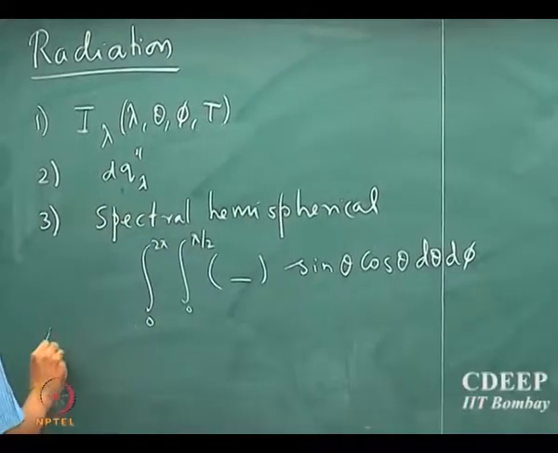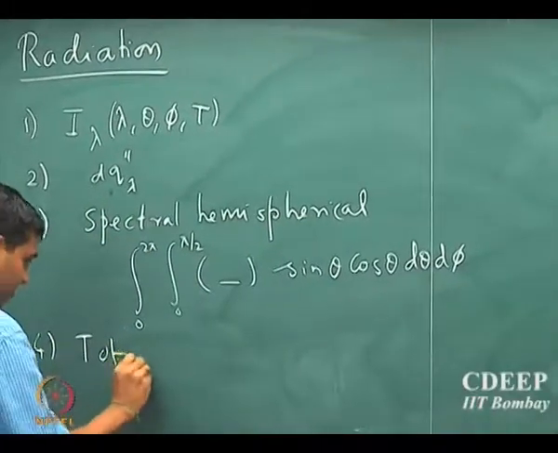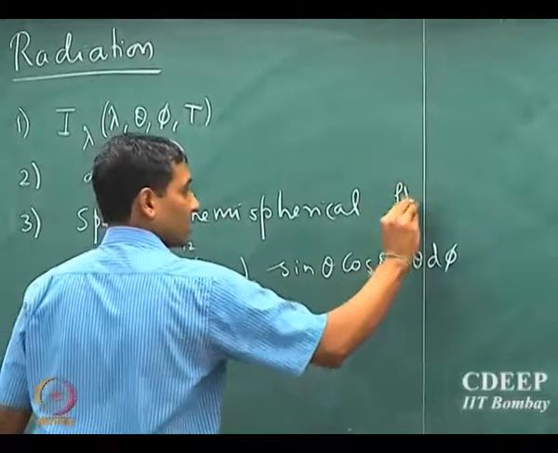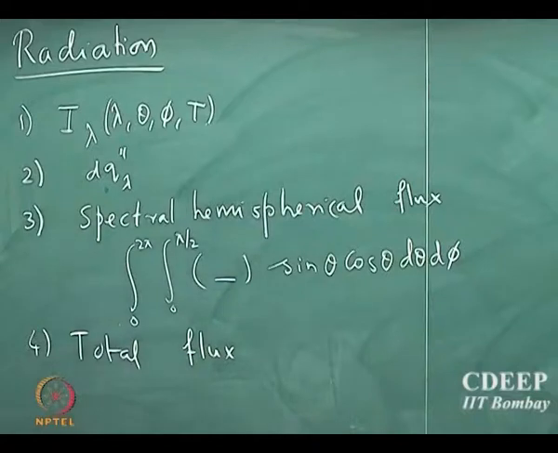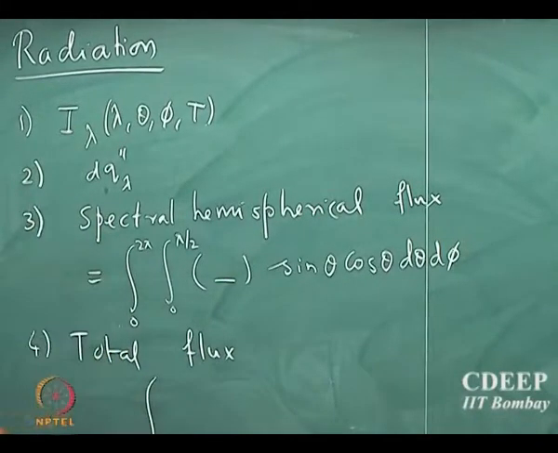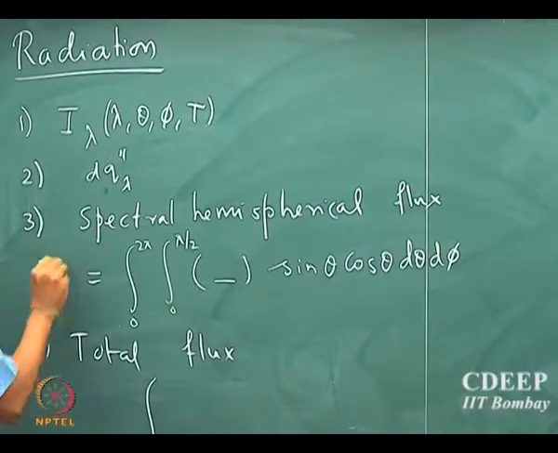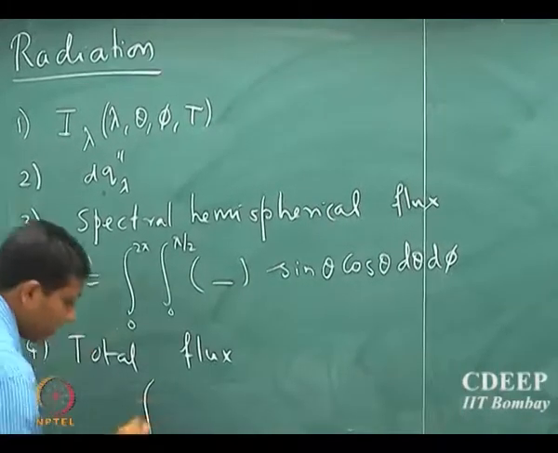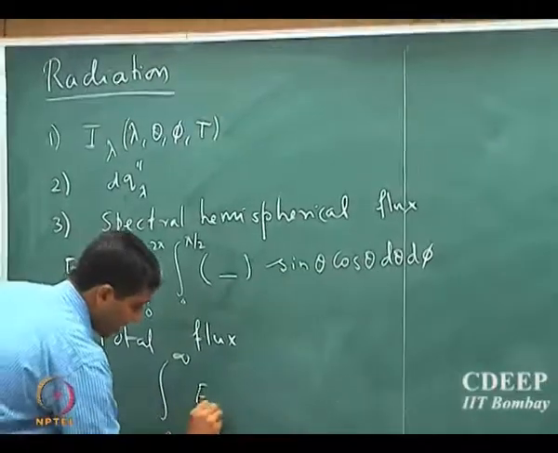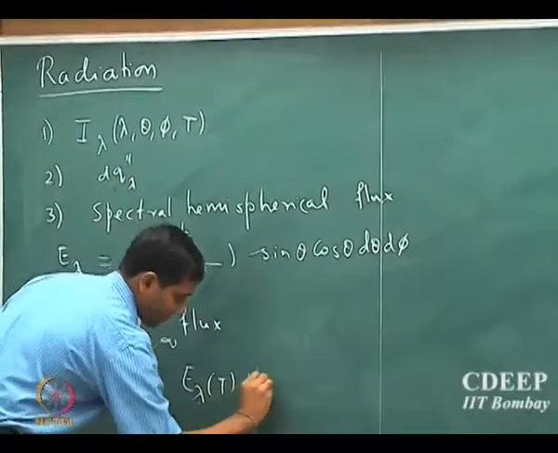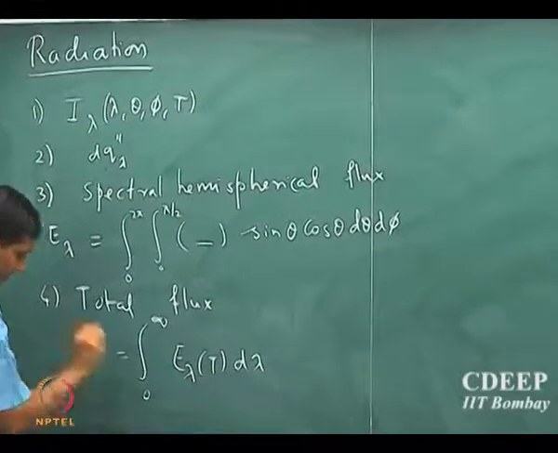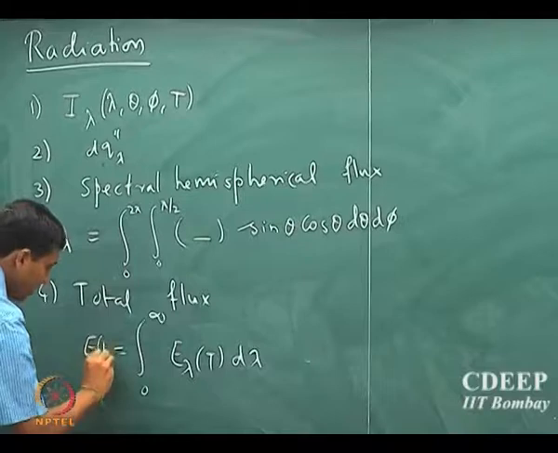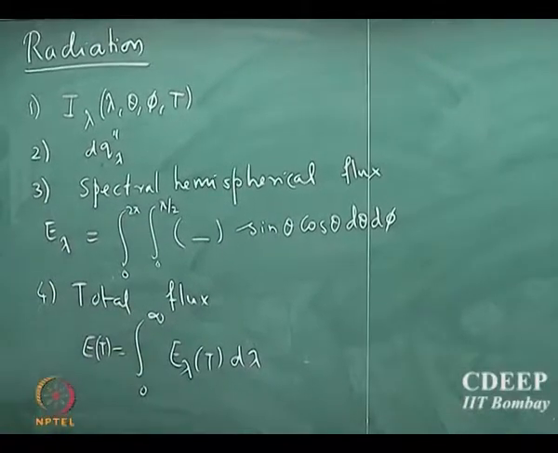And then we define total flux because it's a function of the wavelength. So we need to define, if this is called, let's say, E lambda for emission, then you have the integral of E lambda of T d lambda, that gives you the total flux. Okay, that's E, and this is only a function of temperature.